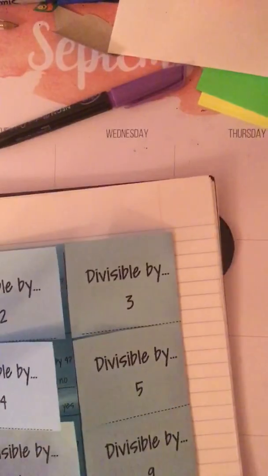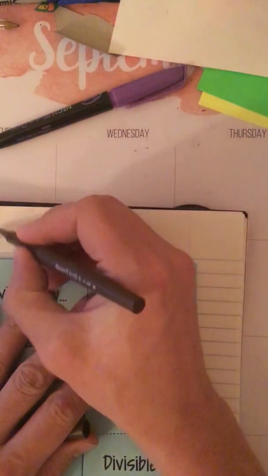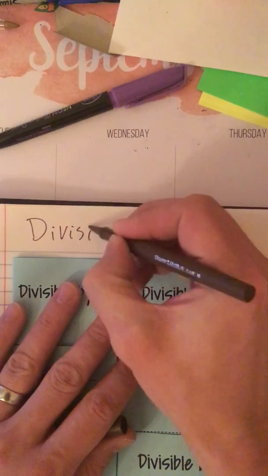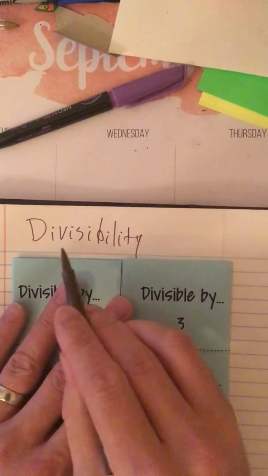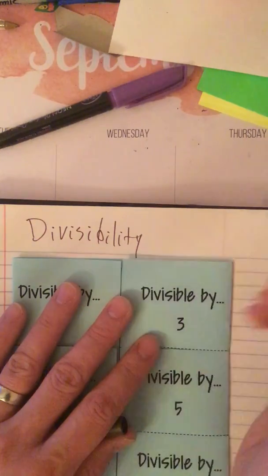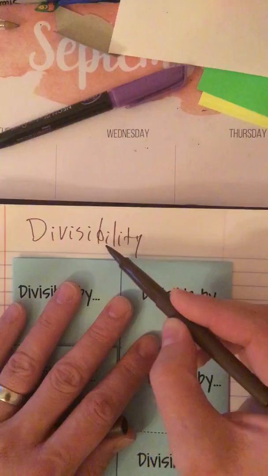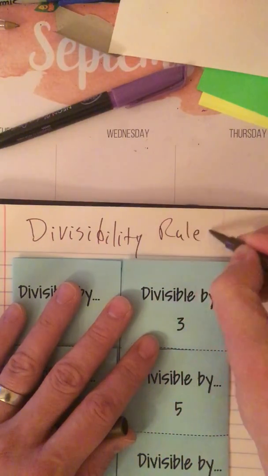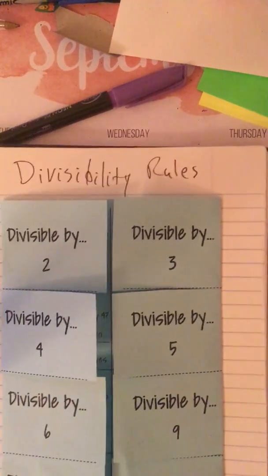Okay, now I have my divisibility rules. Now at the top, I should have left some room. I hope you did too. And I'm gonna write divisibility. Is that right? Divisibility. Man, that's a lot of I's. Divisibility. Yeah, I guess so. Ability rules. It seems like that's a lot of I's. Anyways, so that's how you get your insert in there.